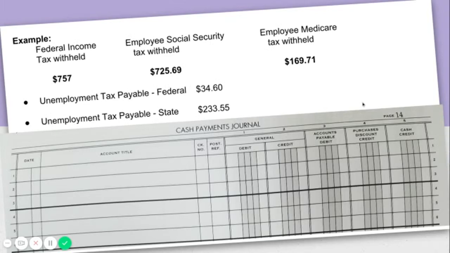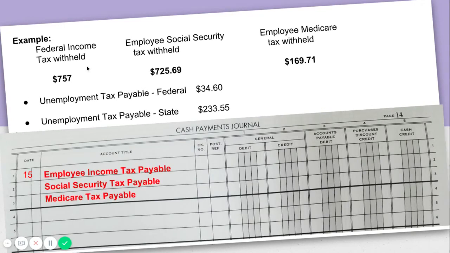So here's an example for you guys. This is not the work together, just an example. So they give us this federal income tax withheld, $757, employee Social Security tax, employee Medicare, unemployment tax for federal and state. So to start journalizing this, we always start on the 15th. That's where I said earlier. We're depositing on the 15th of next month.